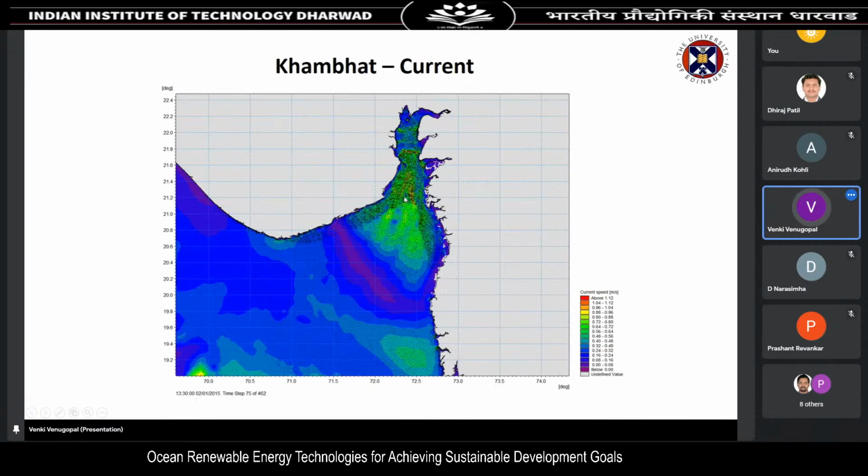And similarly, Khambhat, and here also we noticed large currents of up to 1.5 meters per second, not very large. But another point we noticed is the tidal range could reach up to 10, 11 meters. And that tells us this region could be a potential site for developing tidal barrages.